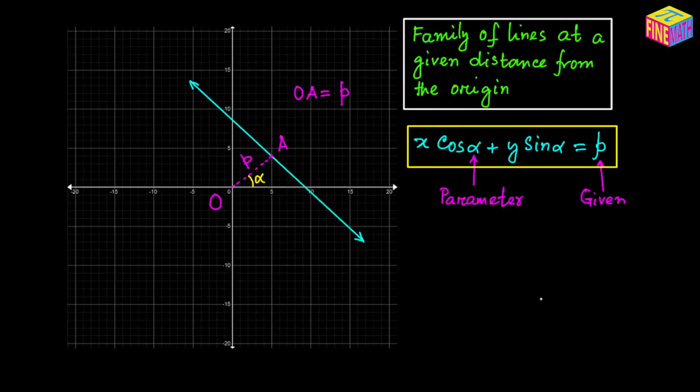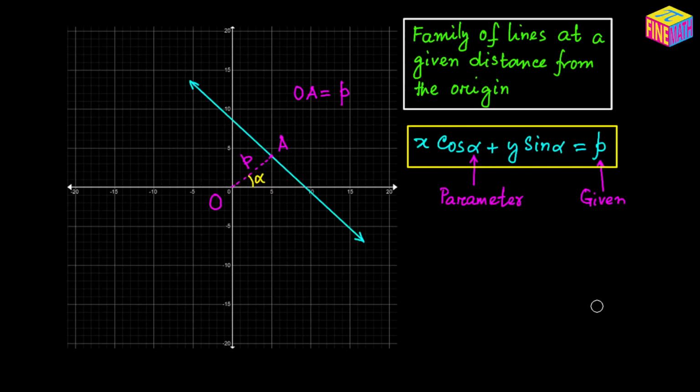This equation, the equation in the yellow box, would represent all of those straight lines which are at a distance of p units from the origin. By changing the value of alpha, we can come up with the equation of all those straight lines which will be at a fixed distance of p from the origin.